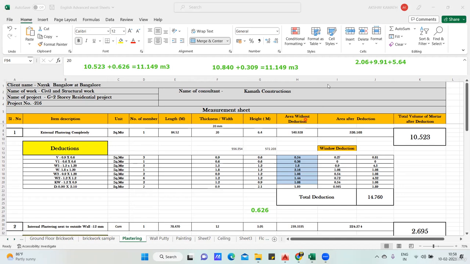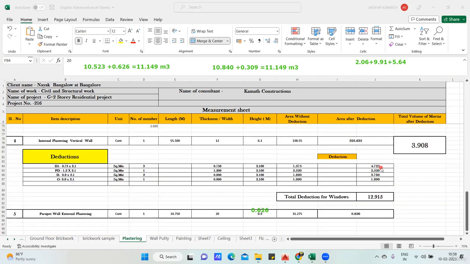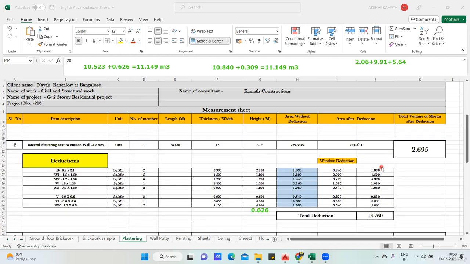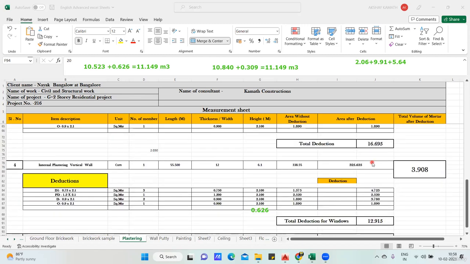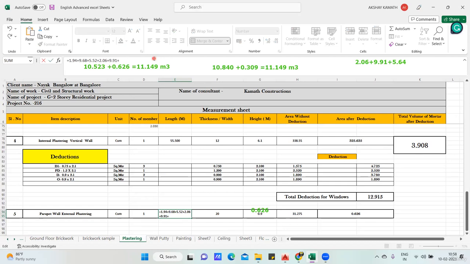Whether you add it here or there, ultimately mathematics will not change. Here this answer comes less, whereas that answer has increased here. Whichever way you want to do it, you can do it. Okay, great. So with this, we have completed this entire plastering calculation. Here the answer is 3.908. It depends how you want to take it. If you don't want to take it this way, you can even strike it out. So I'll take it out, not required. I'll keep the earlier method that I've adopted. I'm okay with that.